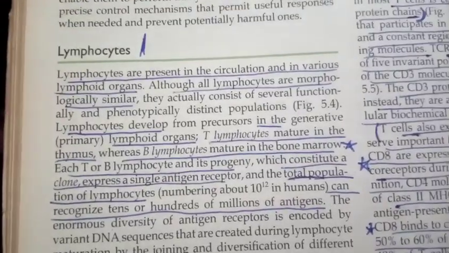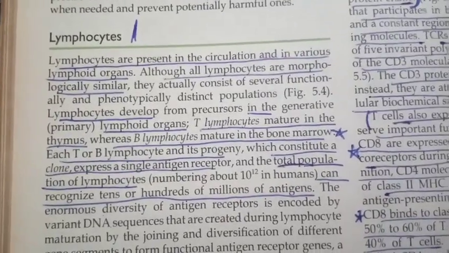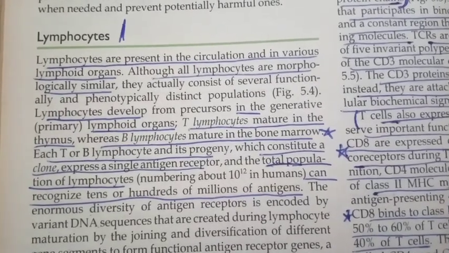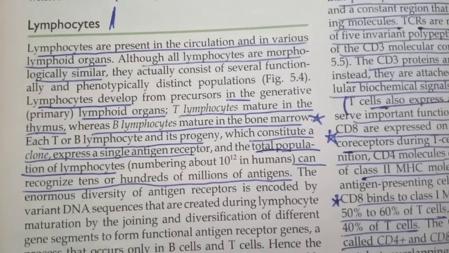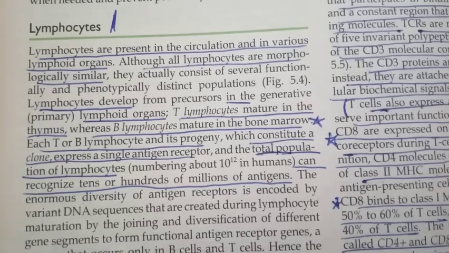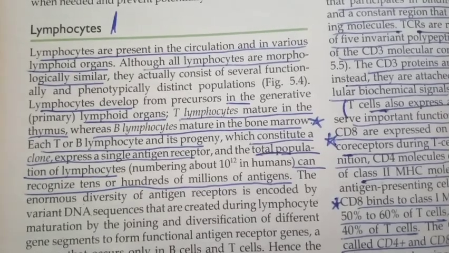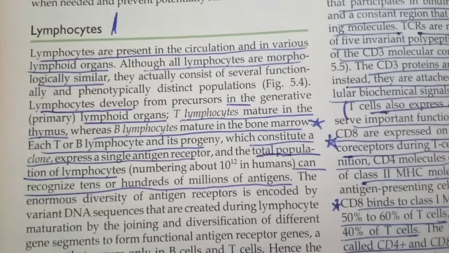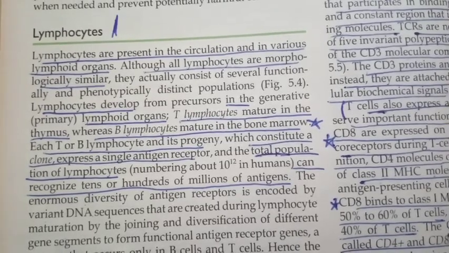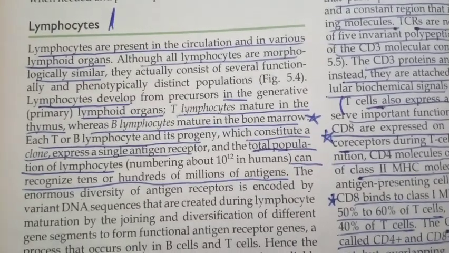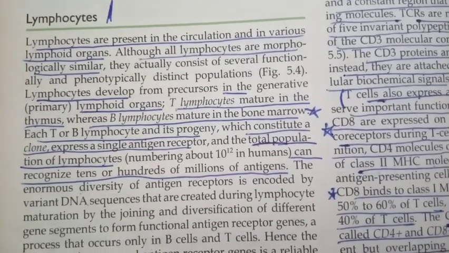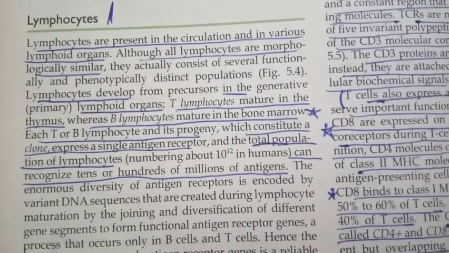Lymphocytes are present in the circulation and in various lymphoid organs. Although all lymphocytes are morphologically similar, they actually consist of several functionally and phenotypically distinct populations. Lymphocytes develop from precursors in the generative lymphoid organs. T lymphocytes mature in the thymus, whereas B lymphocytes mature in the bone marrow. Each T and B lymphocyte and its progeny, which constitute a clone, express a single antigen receptor, and the total population of lymphocytes can recognize tens or hundreds of billions of antigens.